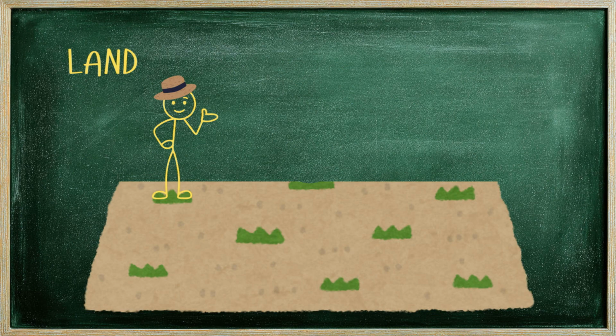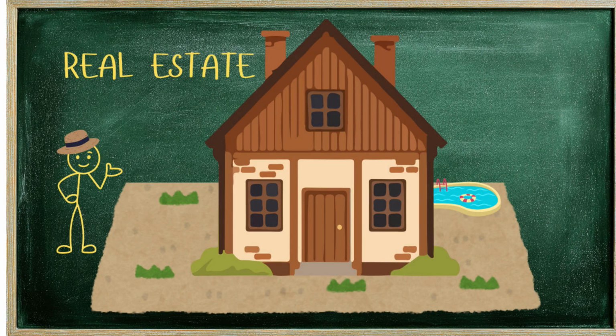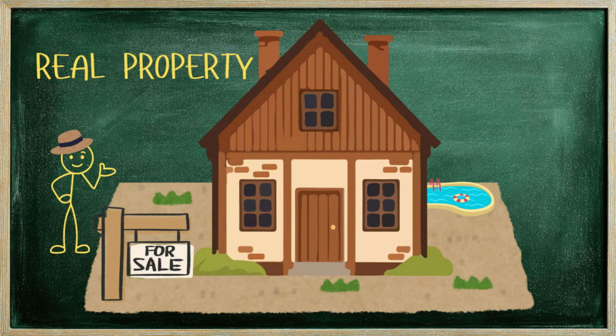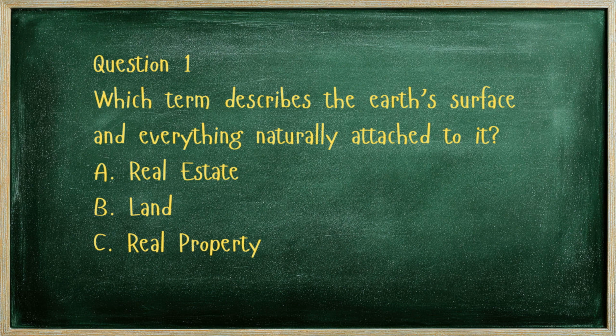Let me give you a real-life example before we jump into the practice quiz. Let's imagine this situation. Jake buys an empty lot. At first, Jake owns land. Jake then builds a house and a pool on his land. Now Jake owns land and real estate. The right that Jake has to sell or lease the property falls under real property. Let's jump into a few practice questions to be sure we drive the point home.